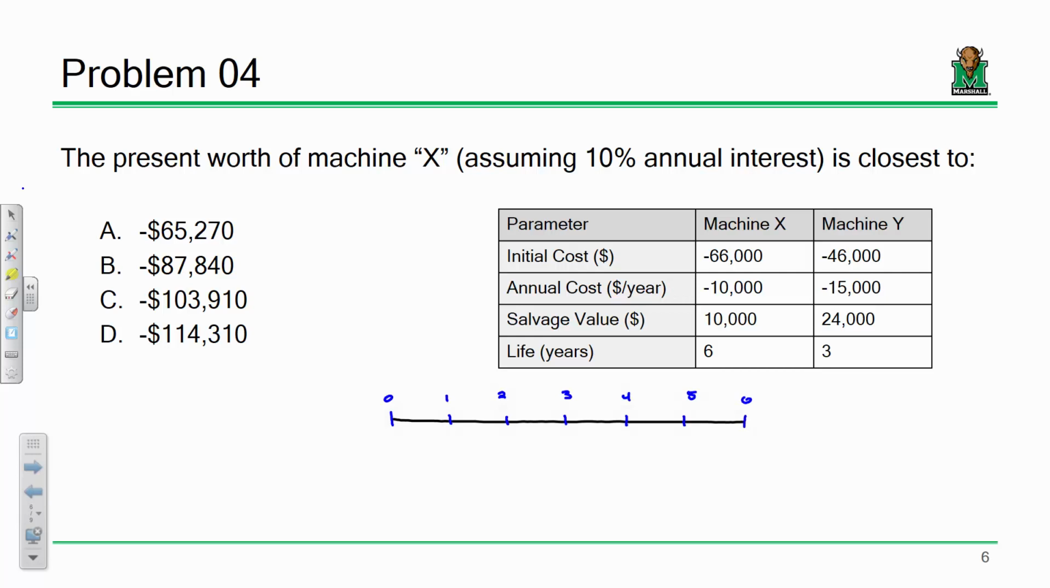All right. So here's my cash flow diagram. I have an initial cost of $66,000. I have annual costs of $10,000. So, let's just keep this simple. What is the present value of this quantity right here? It's a trick question, or a simple question.